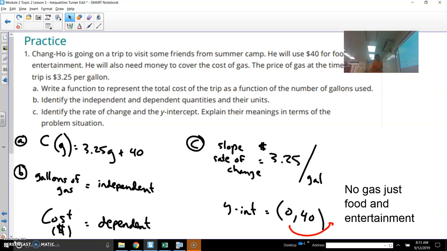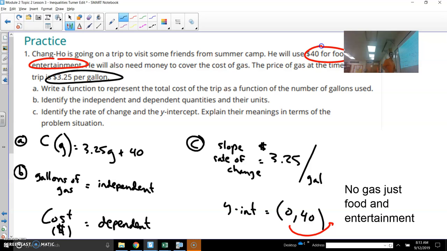So it talks about a person going on a trip to visit friends, and this person only has $40 worth of food that he plans on spending, along with entertainment. That's kind of how much money he's expecting to spend on food and entertainment together. But of course, he's got to get there, and the price of gas is a variable because he doesn't really talk about how many gallons is needed or how far it is to the destination.